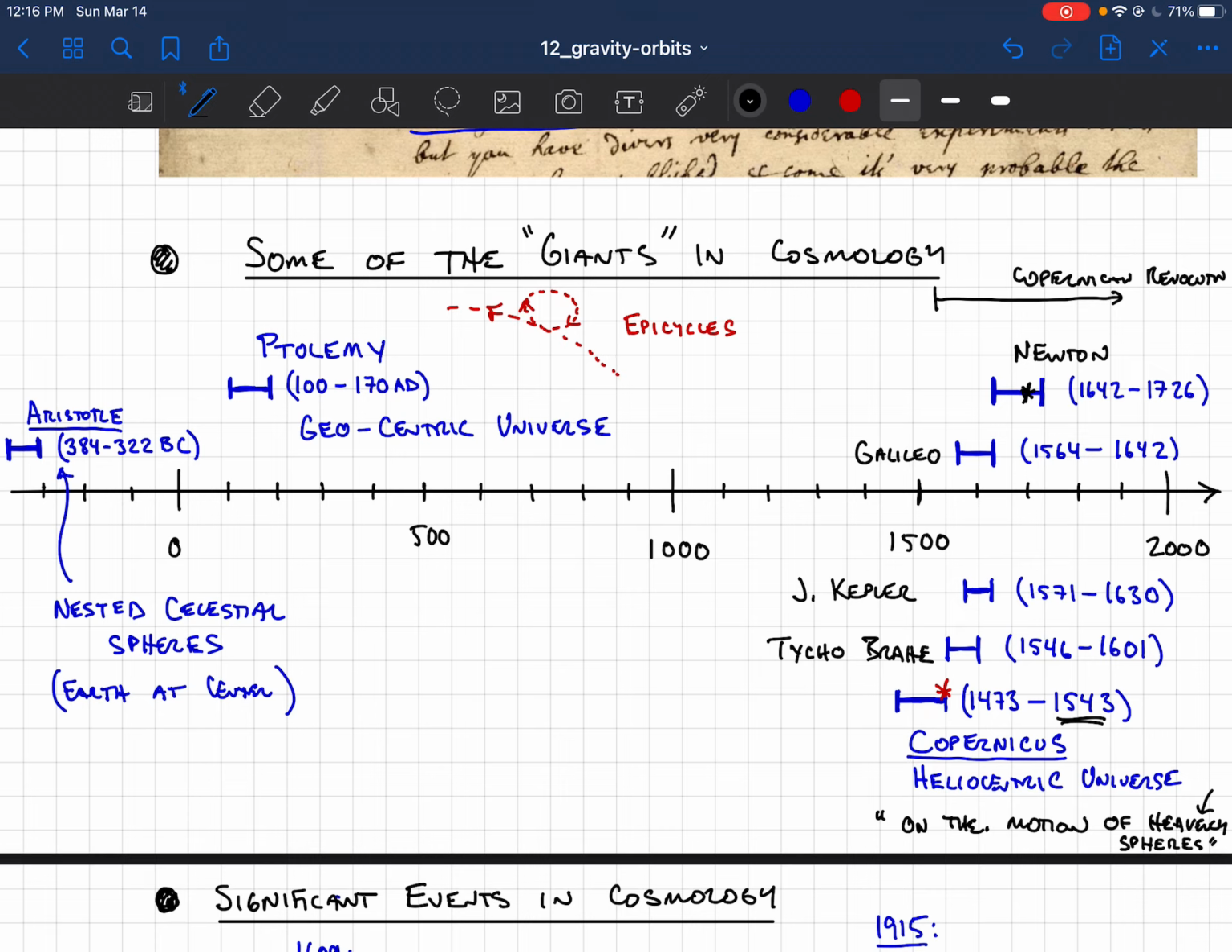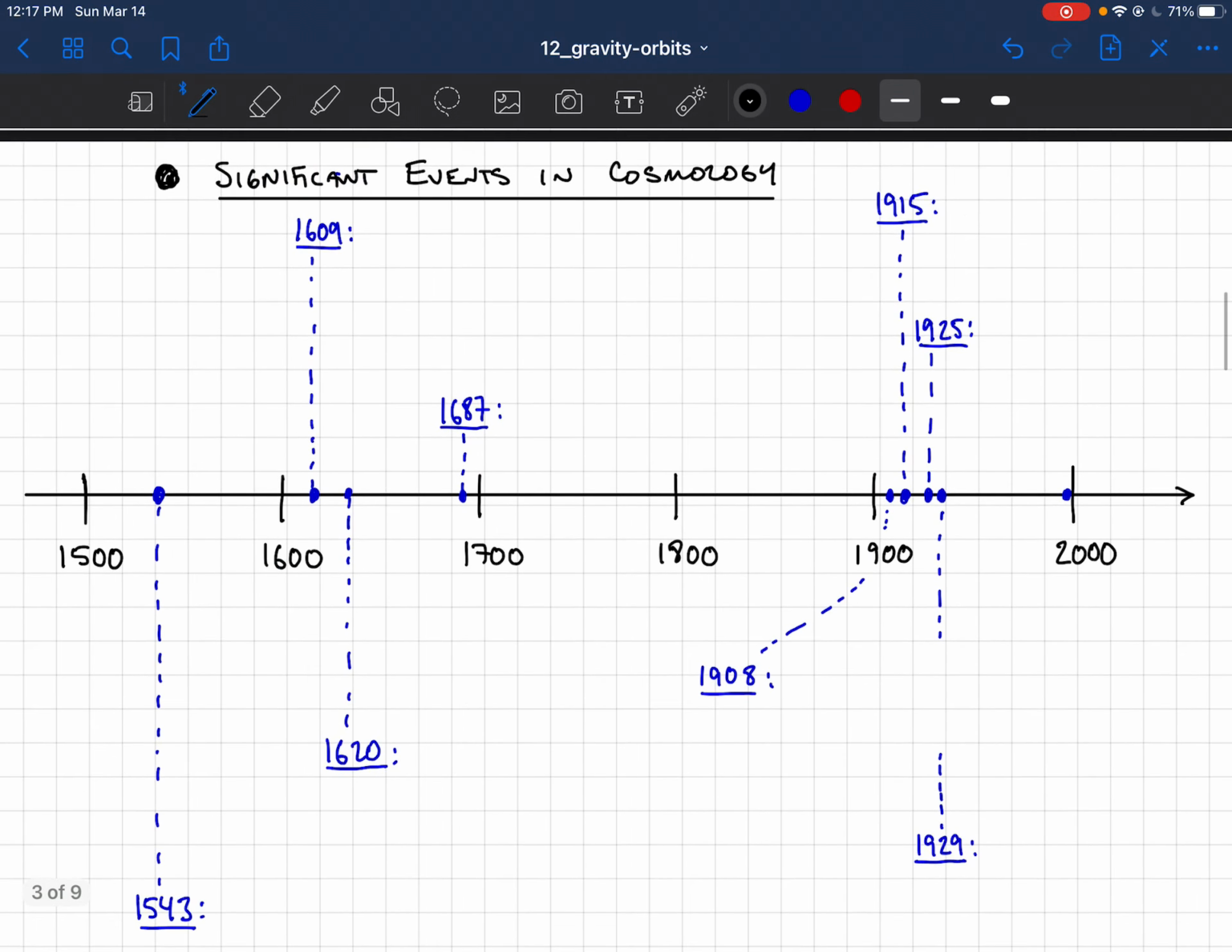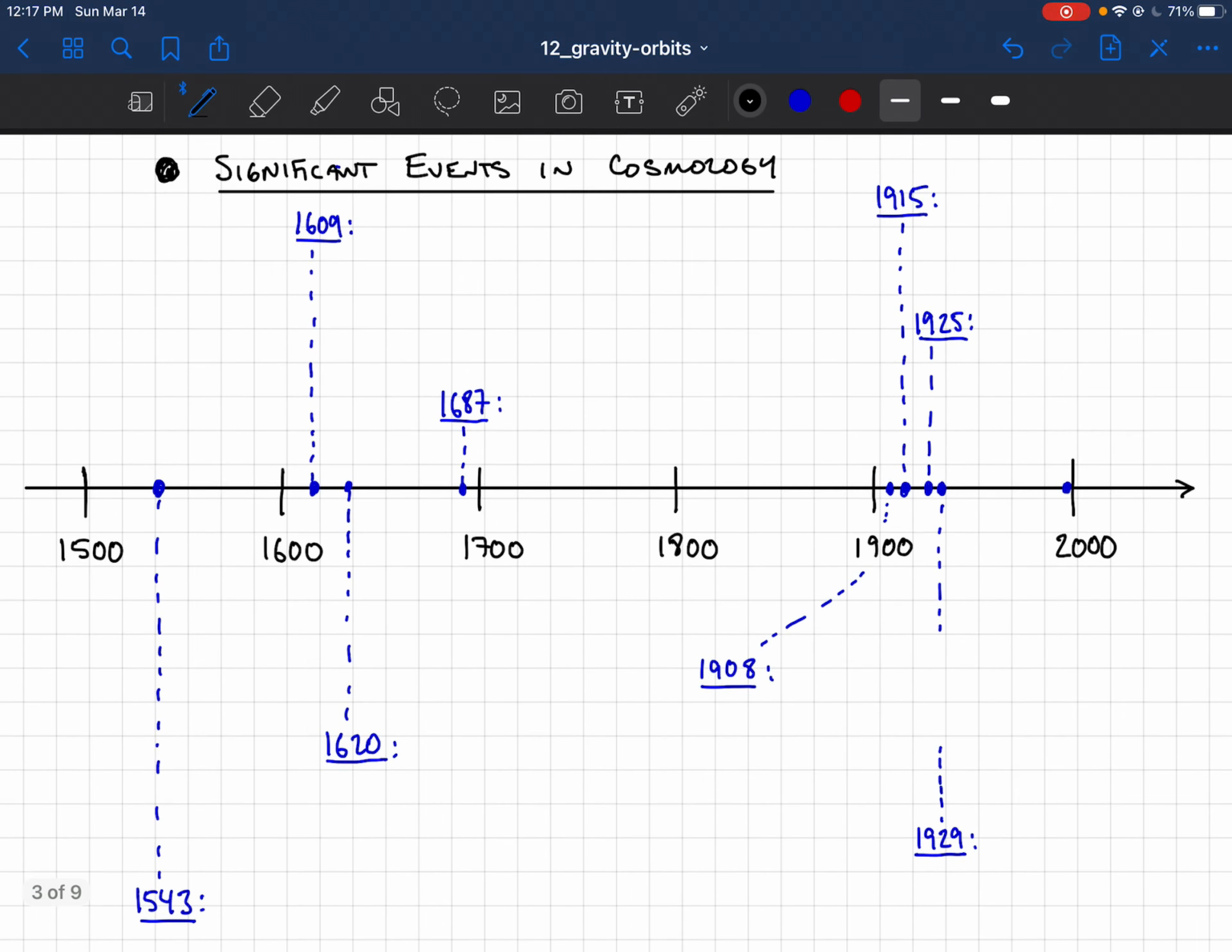It's only over the past 500 years that the heliocentric universe has taken hold. Prior to 1500, people believed that the Earth was the center of the universe. So what has happened since Copernicus? This is Copernicus here, publishing his manuscript at death.